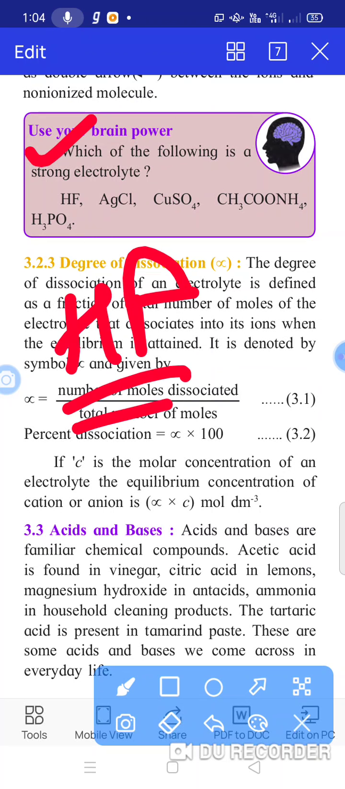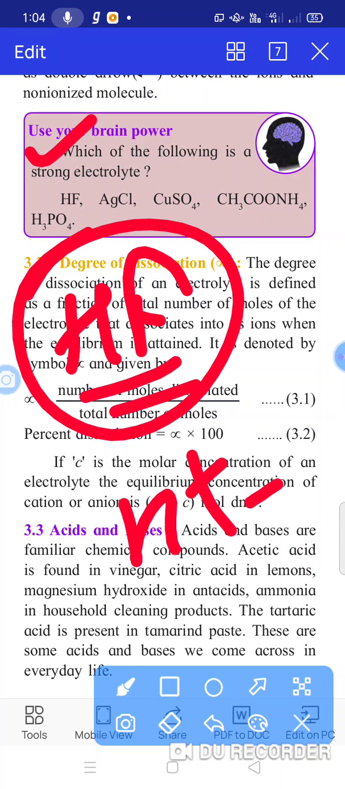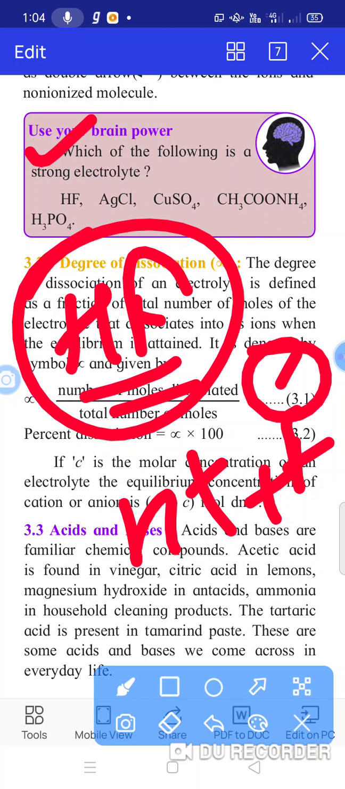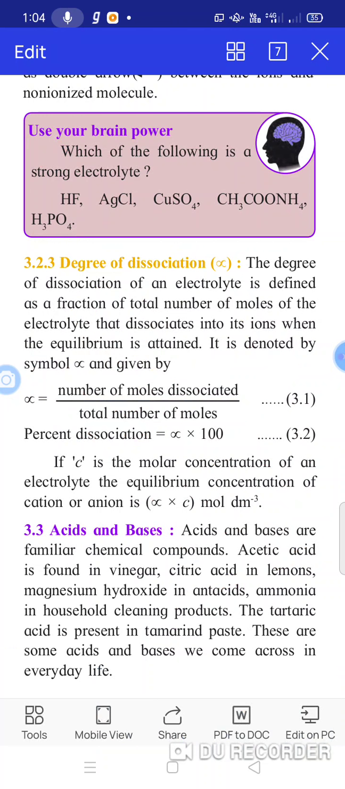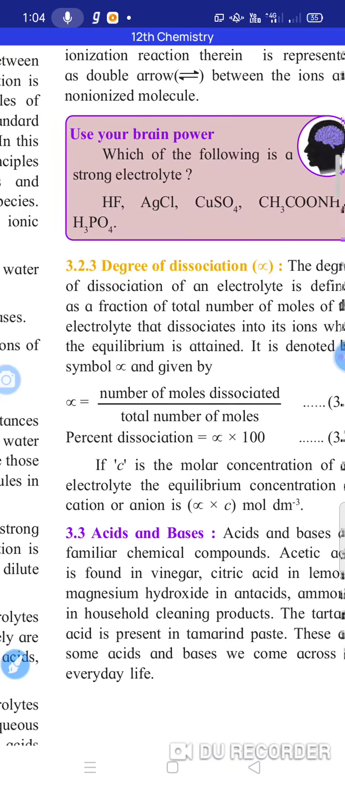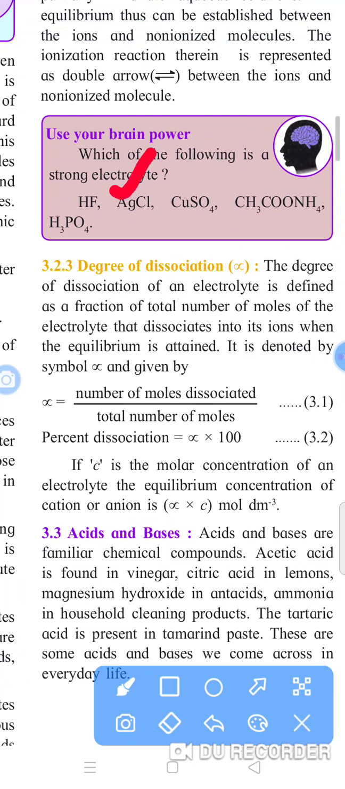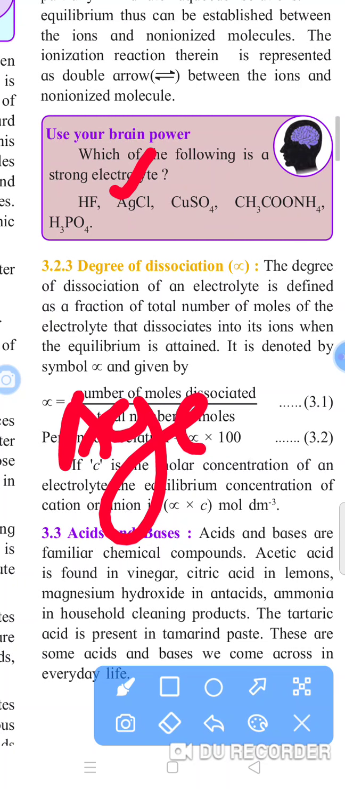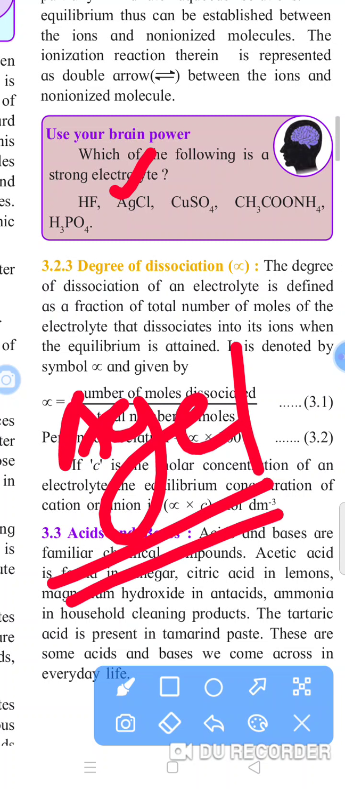Students, HF is a strong electrolyte because it dissociates into H plus and F minus, as HCl does. Therefore, HF is a strong electrolyte. Second is silver chloride. AgCl is also a strong electrolyte. AgCl is an insoluble salt, but it is a strong electrolyte.